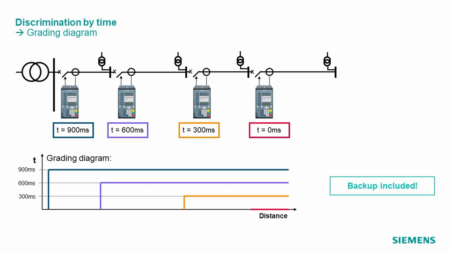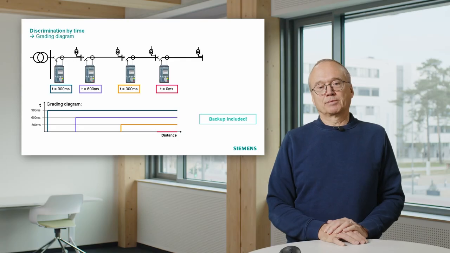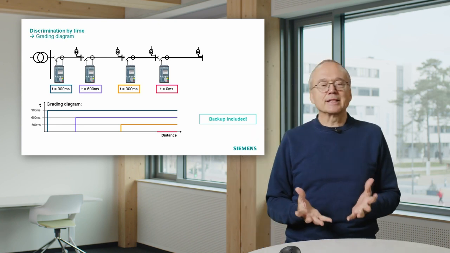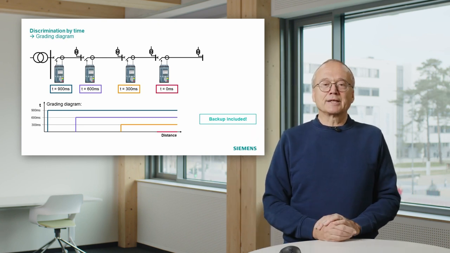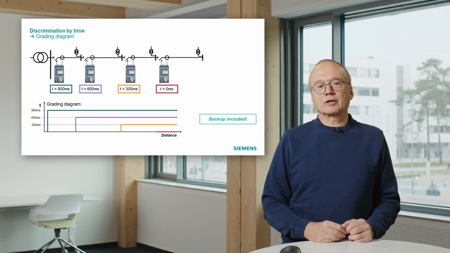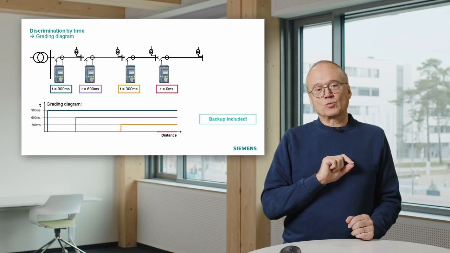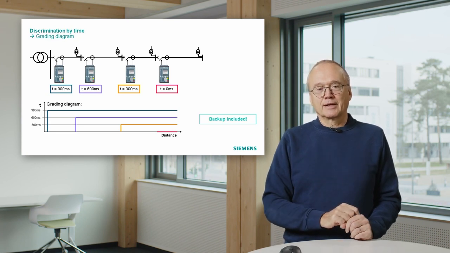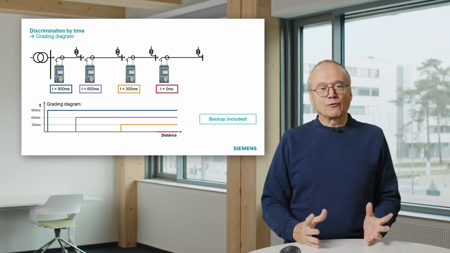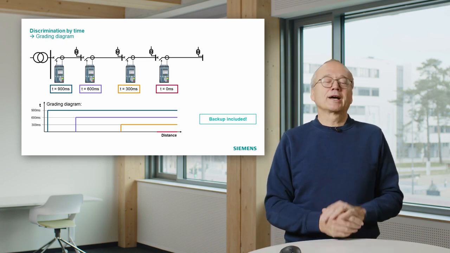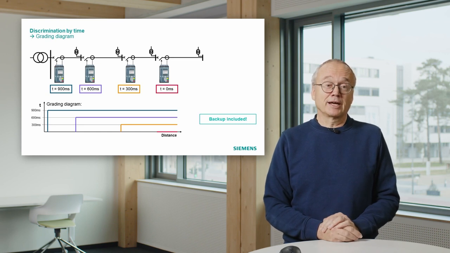If you go more to the left, you see if we look at the second cable from the right, it will normally be tripped in 300 milliseconds by the orange relay. If the orange relay fails, the purple relay will be the backup. That means the nice thing in this type of grading is you have automatically a backup included. You must be careful. In this case, there's one exception. If we look at the cable on the left side, if we have a fault there, one not so nice thing is the tripping time is pretty long. It's 900 milliseconds.